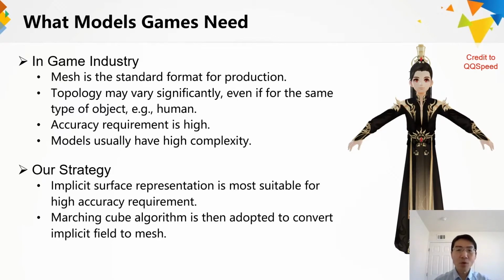Okay, what is our strategy? Considering the requirements in the game industry, we plan to use the implicit surface representation because it is very suitable for high accuracy requirements. In terms of mesh construction, we use the Marching Cubes algorithm to convert the implicit field to the mesh. This has already been a standard method for several years.